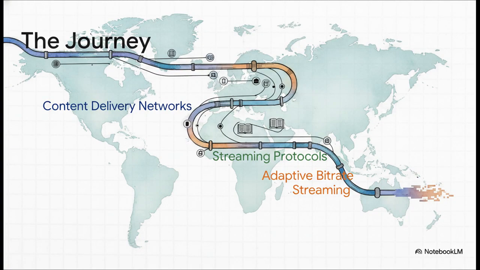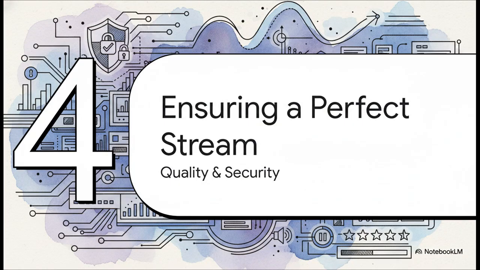You've got global content delivery networks, or CDNs, which basically put copies of the content closer to you. Then there are the specific communication rules or protocols that manage how the data flows. And then this really clever tech called adaptive bitrate streaming, which is what automatically adjusts your video quality depending on your internet speed. But just getting the data to your screen is only half the battle.